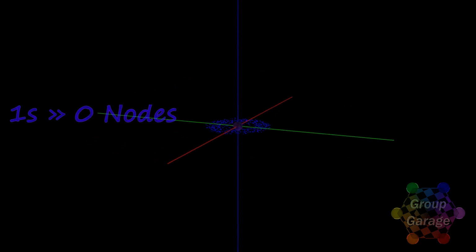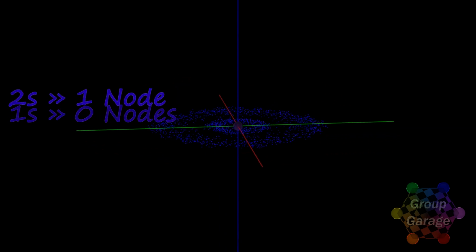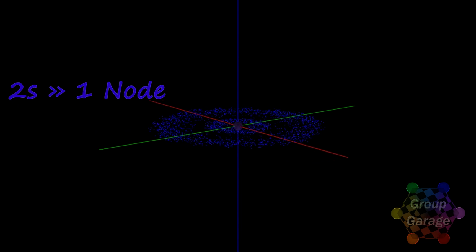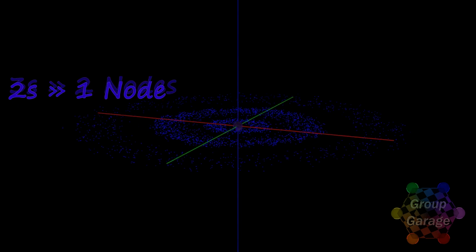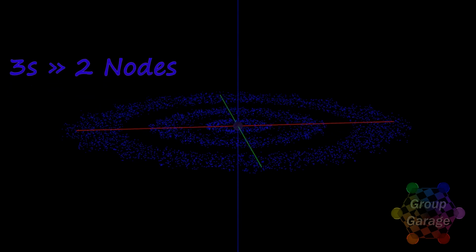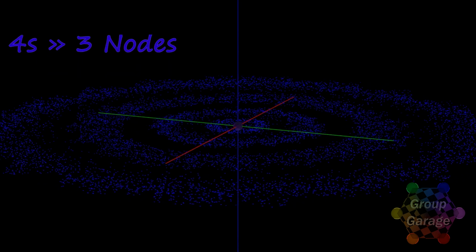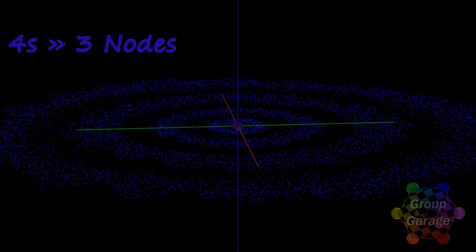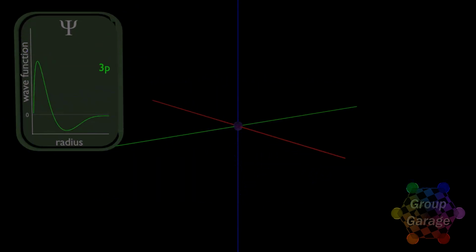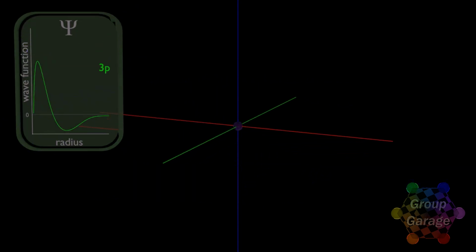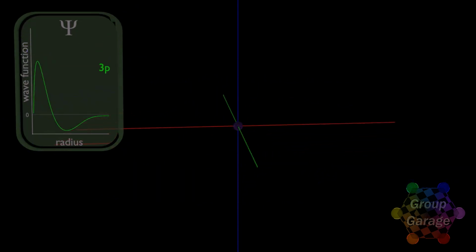Recall, each time we increase the principal energy level for the s subshell, the wave function crossed the 0 line one more time, and as such, there was a 0 probability of finding an electron at that radius. There was a node. Each principal energy level increase adds a node. Here is the wave function for the 3p subshell.